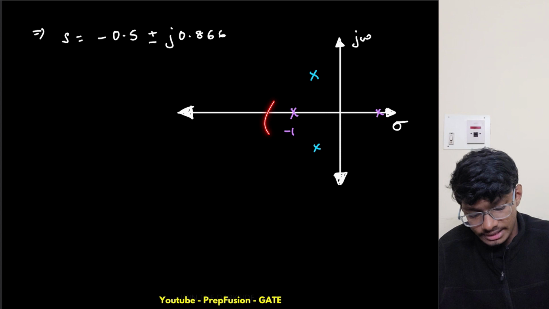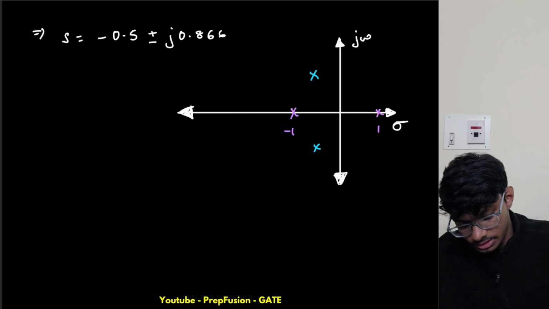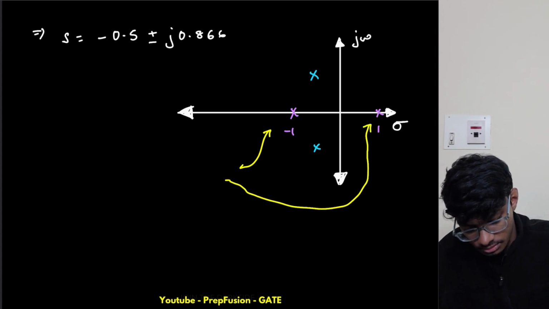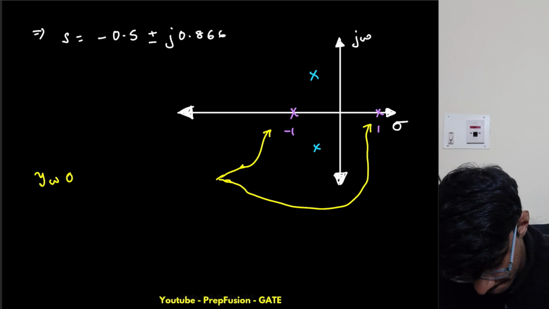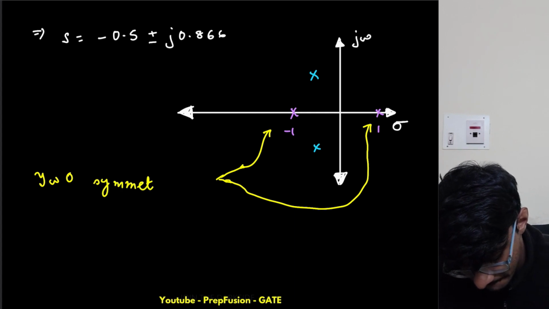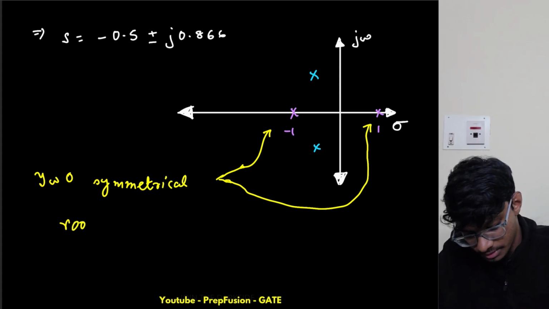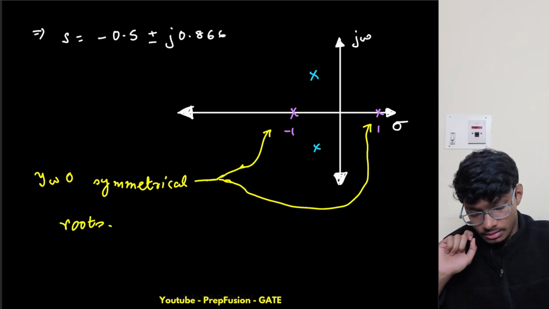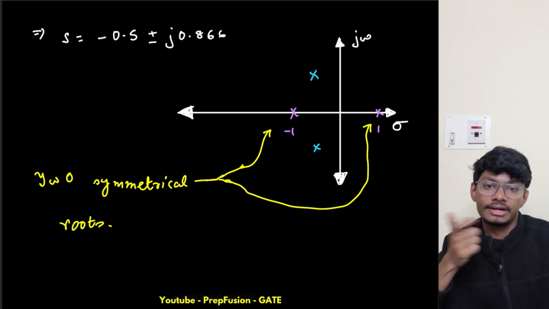So what do I see? I see that I have two symmetrical roots. This is plus 1, and these are my two symmetrical roots. I hope you got the point. From the value of m, we can understand how many symmetrical roots, the left half poles and the right half poles, are there.